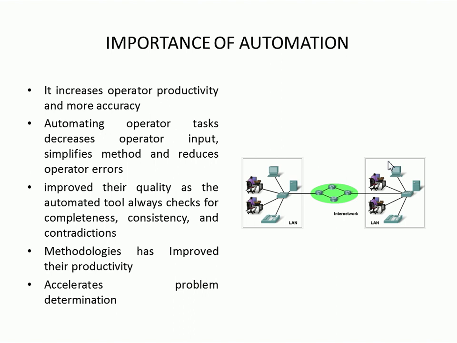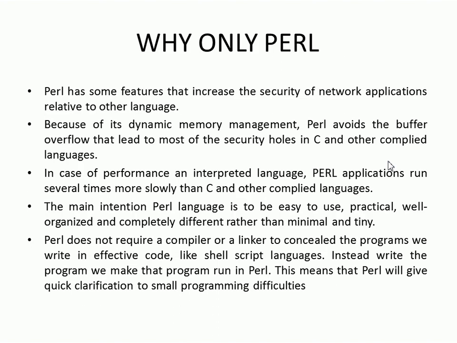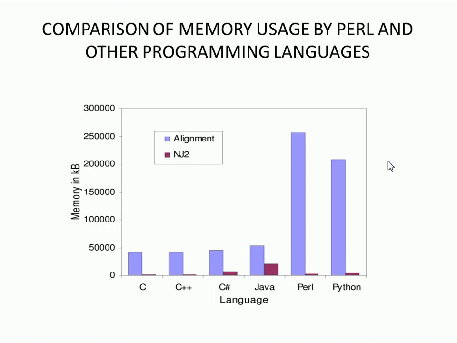The importance of automation is that it increases operator productivity and accuracy, and the methodology is also improved. Productivity is also improved by using the Perl scripting language. Why are we using only Perl? It has great features and security, and dynamic memory management. Let's see the difference in memory management compared to other programming languages like C, C++, Java and Python.